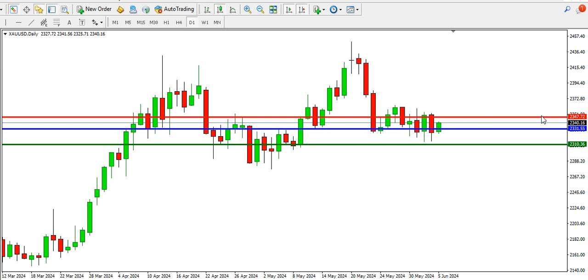We have the daily time frame here, and I have the resistance one at 2347. I have my pivot line at 2331, while support one is at 2310. Price for the daily time frame opened below the pivot point. The pivot is at 2331. Price opened at 2327, and right now price is at 2340, approaching the first resistance, which is 2347. So we have just 70 pips before price touches the first resistance.